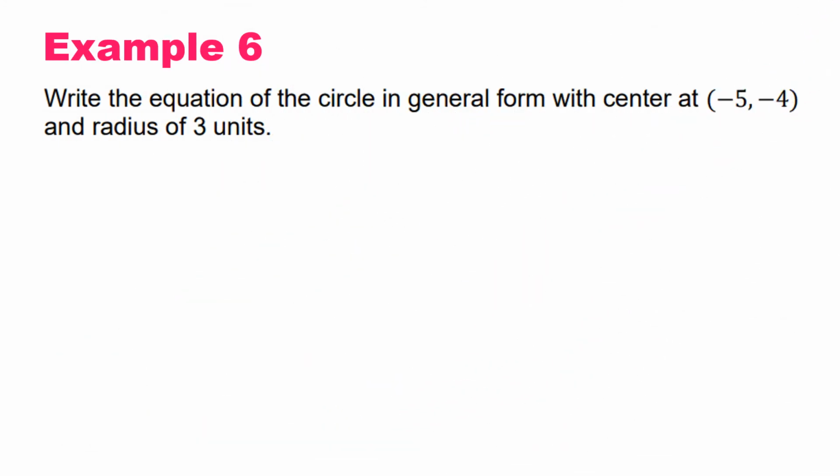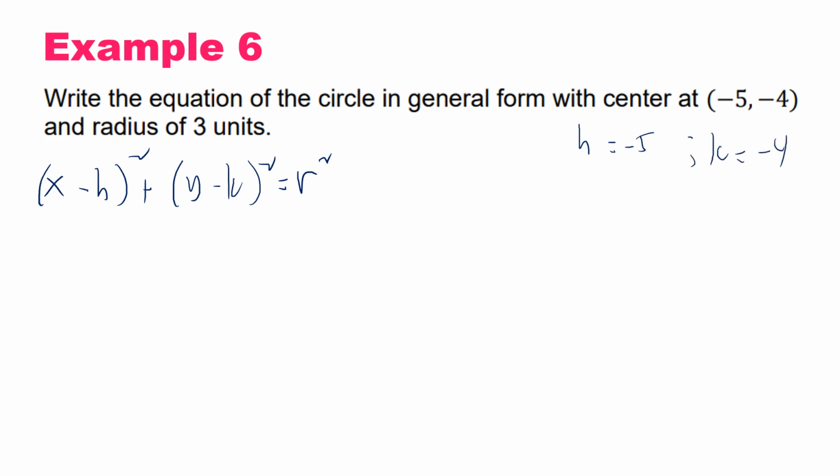So the last example is how do we write the equation of the circle in general form if we are given the center, which is negative 5 and negative 4, and the radius of 3 units. Again, we can easily substitute this to x minus h squared plus y minus k squared equals r squared. First, you know that h is negative 5 and k equals negative 4. So we just substitute here.